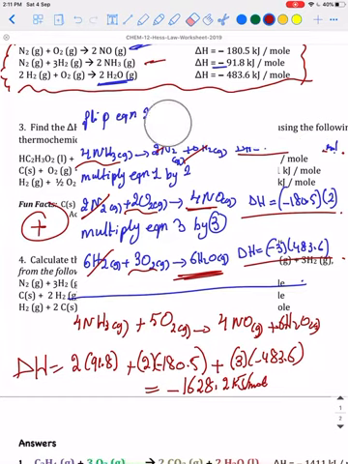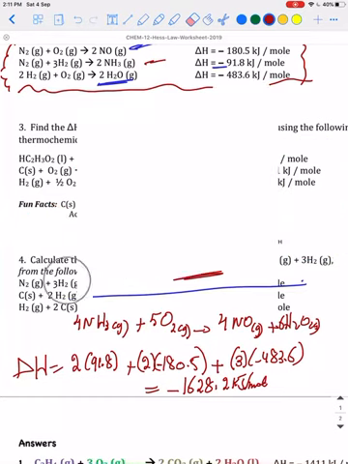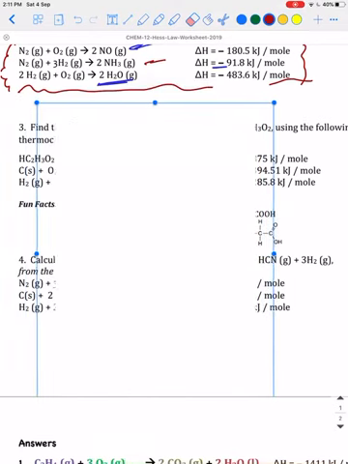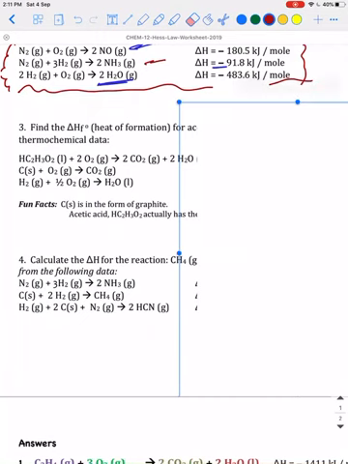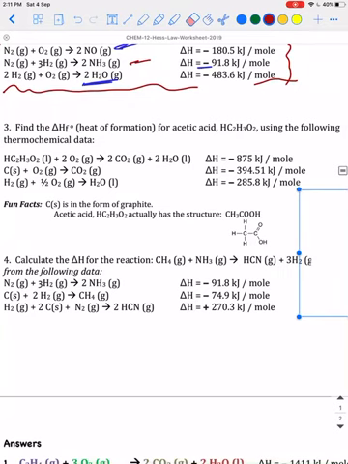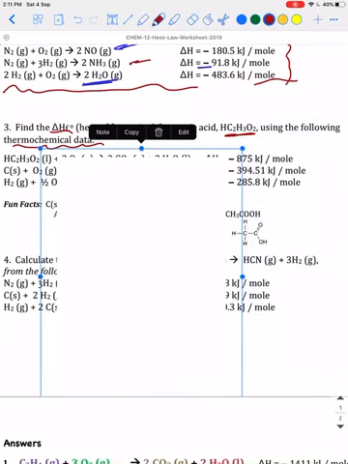Now we will move into solving number 3. Still we are talking about Hess's law. In number 3, find delta H naught formation. So we want to find delta H naught formation, the heat of formation, for acetic acid, HC2H3O2, using the following thermochemical data. Let us see how.